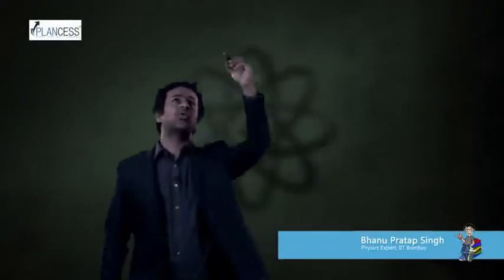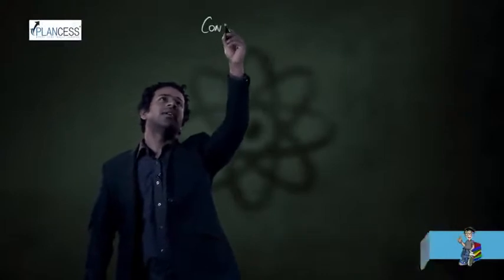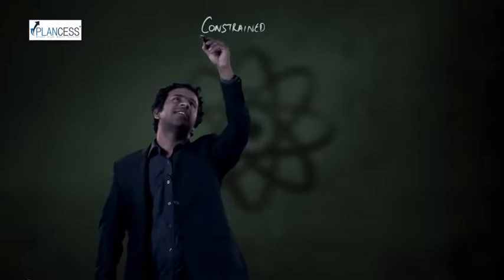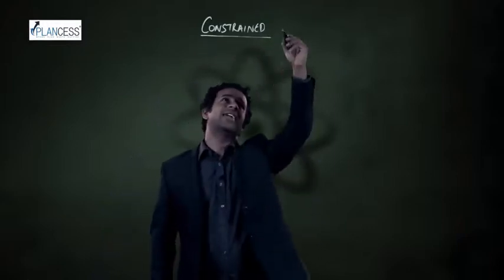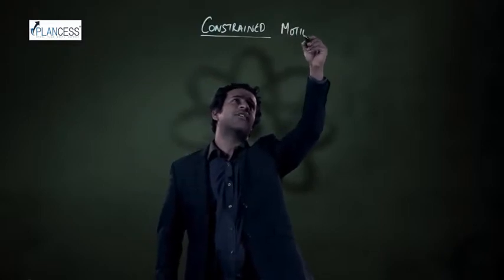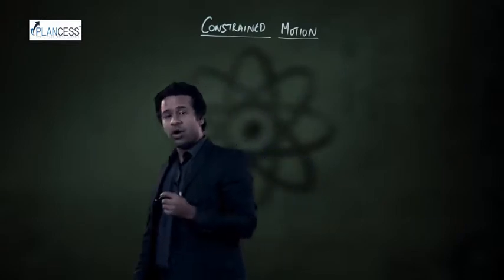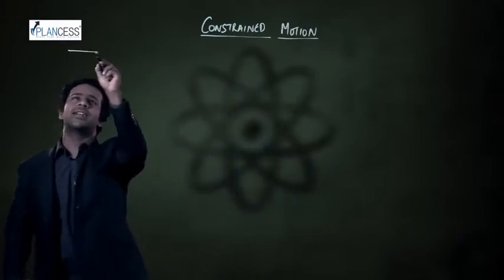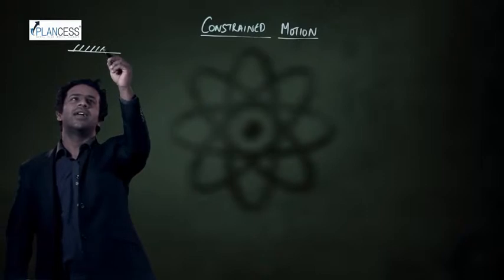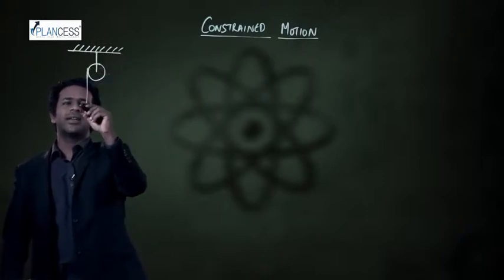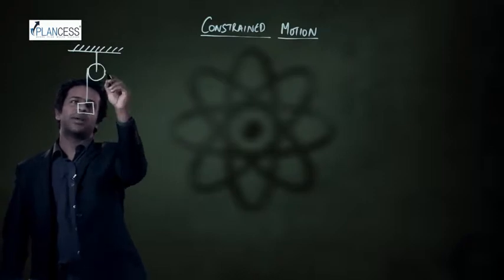In this session, we will discuss constrained motion. The reason for discussing this is that sometimes the motion of one particle is dependent on the motion of another particle. The simplest example of this we have already seen. If you recall, we had discussed the example where two blocks were connected through a string which was passing over a pulley.